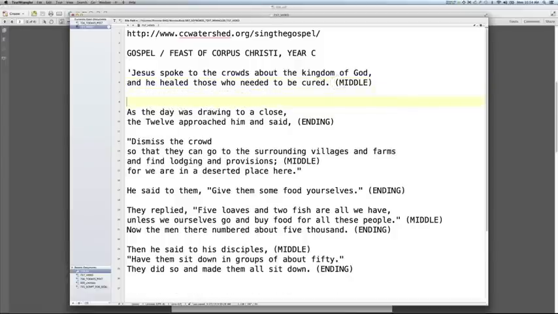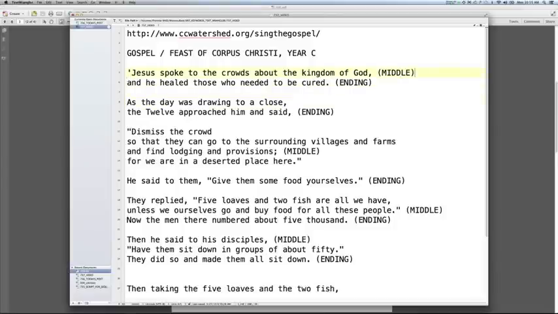The question is, let's have that one be the beginning. Jesus spoke to the crowds about the kingdom of God and healed those who needed to be cured. You could have an ending there if you want. I suppose you could stick a middle here if you really wanted to. About the kingdom of God. If you wanted to, you could. And he healed those who needed to be cured. I'm going to put a question mark here.